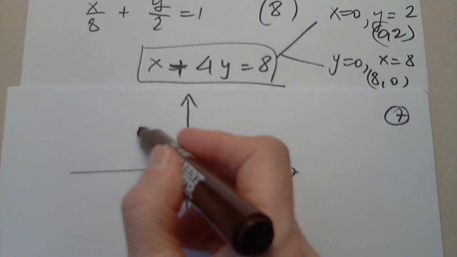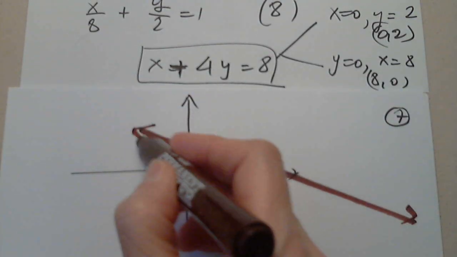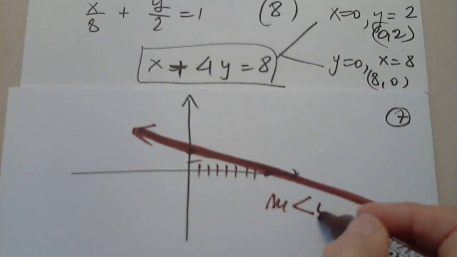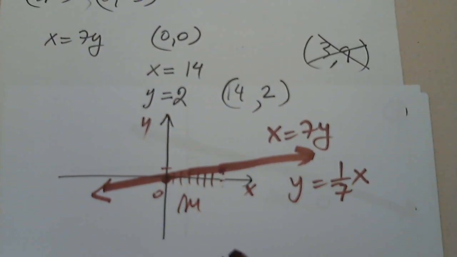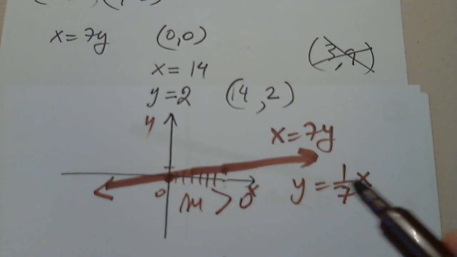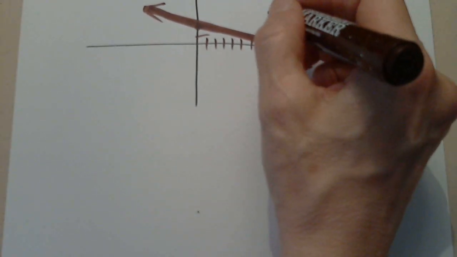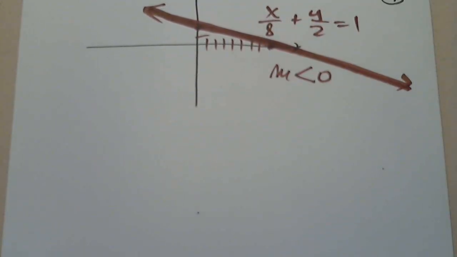Connect and extend. Will this line have a positive slope or negative slope? It's negative. Negative slope. And here, the slope, positive or negative? Positive. Good. The equation was x over 8 plus y over 2 equals 1. They tried to trick us.